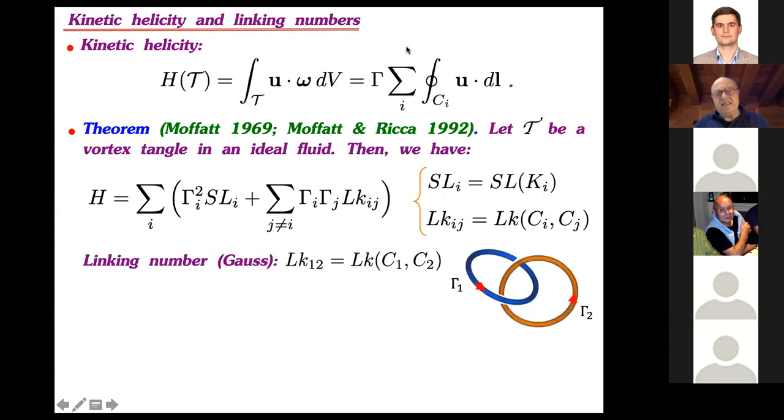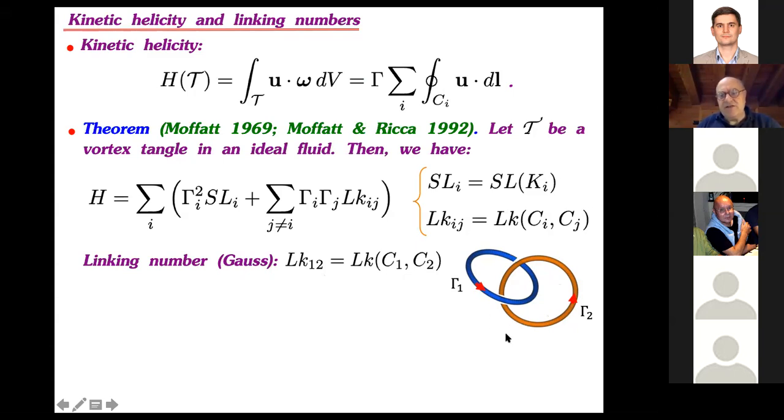In the case of localized fields, and in the case of tubes that are very thin, we can eventually reduce this expression to this form, simply because omega we can take as a uniform distribution on the cross-section, so small that it can be integrated out in this circulation. So we are left with a contribution of U along the axis of these tubes. The linking number is just due to Gauss and is measuring the linkage between tubes.